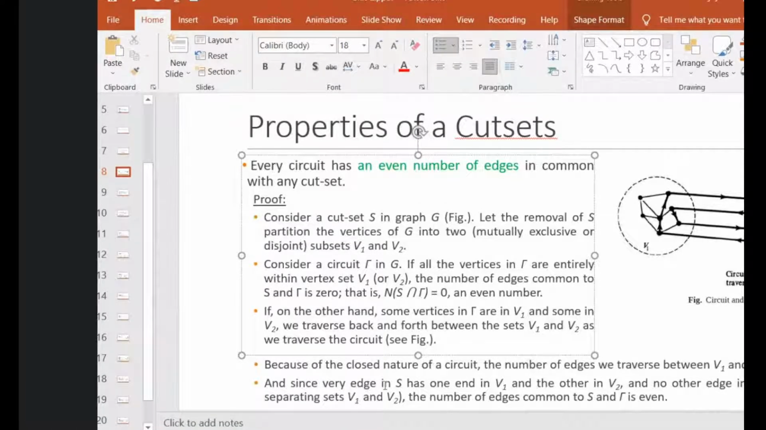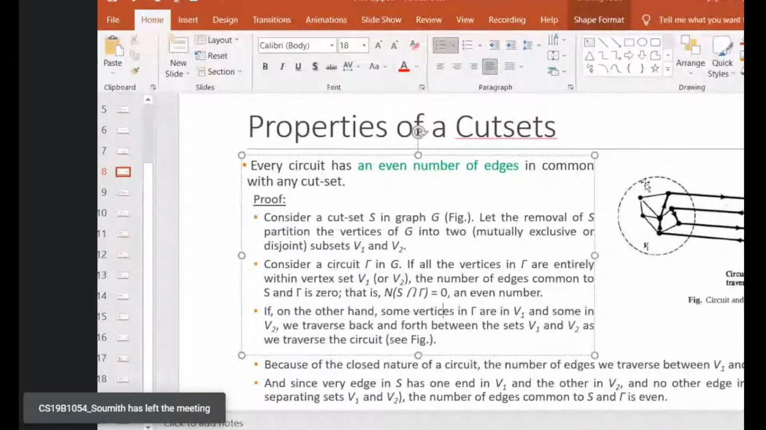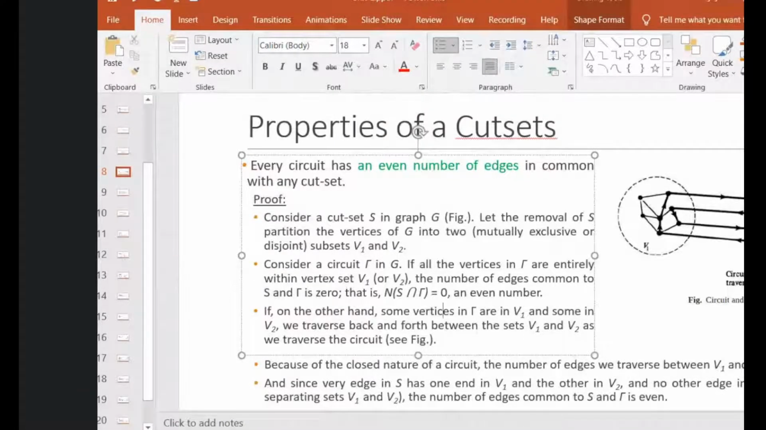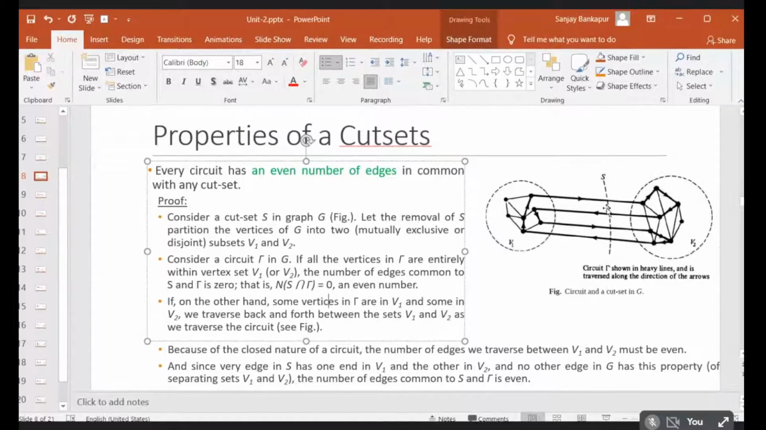And since every edge in S has one end in V1 and the other in V2, and no other edge in G has this property, the number of edges common to the cut set and the circuit is of course even. In this case it is even. The circuit starts here and comes back here, with just two edges in that cut set. The other two can be an edge that is not a part of the circuit. Again it will be two.